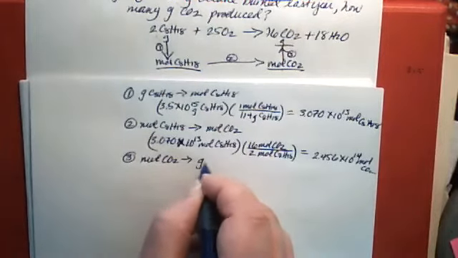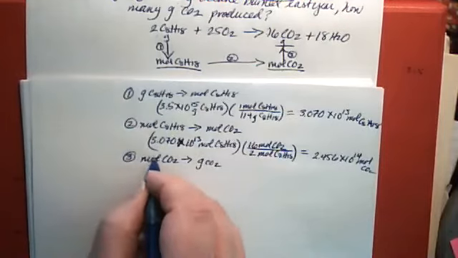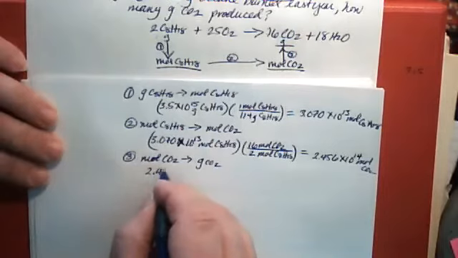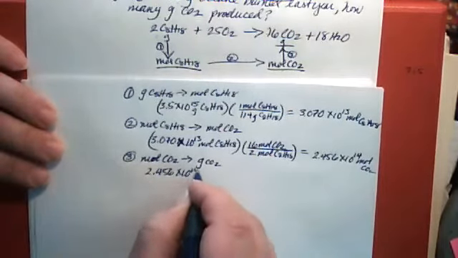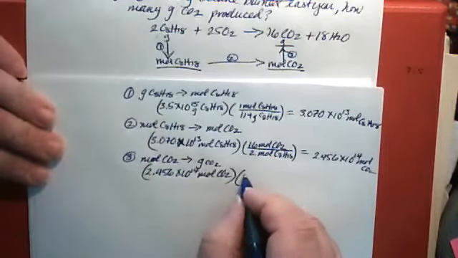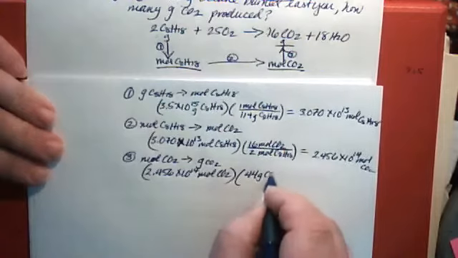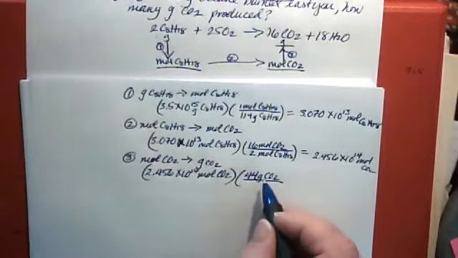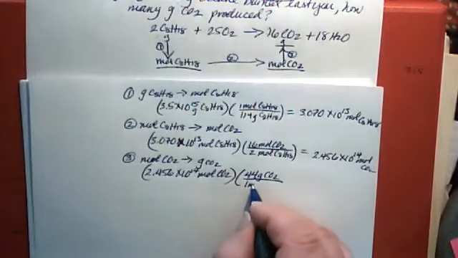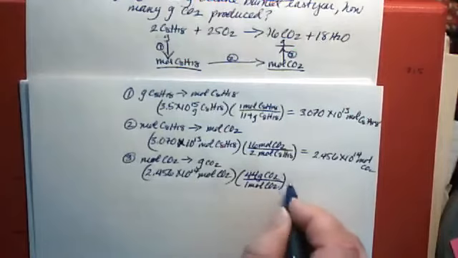Okay, so now we're here. Step 3 is where we go from moles of CO2 to grams of CO2. And we know how many moles of CO2 we have. And if you go to the periodic table and add up the masses, you'll find that there are 44 grams for every 1 mole of CO2.